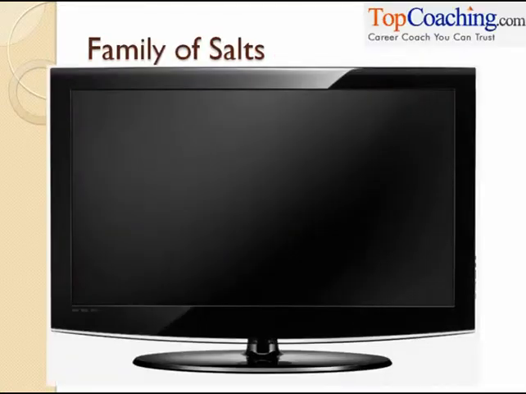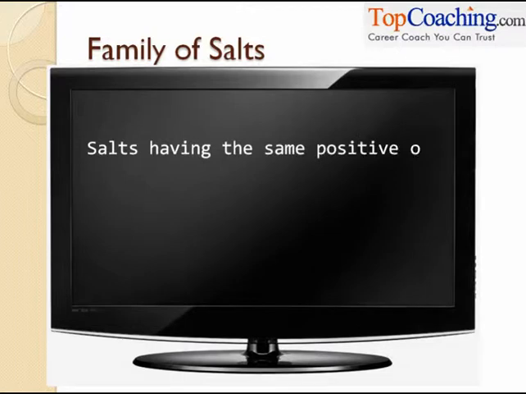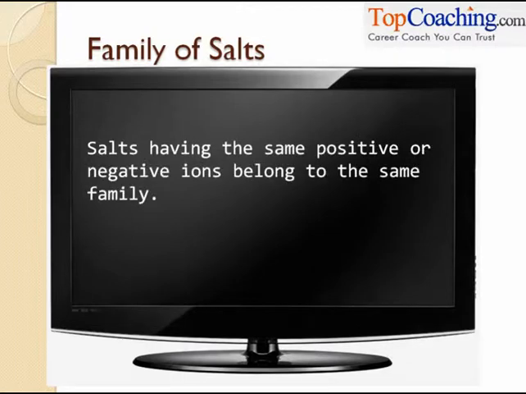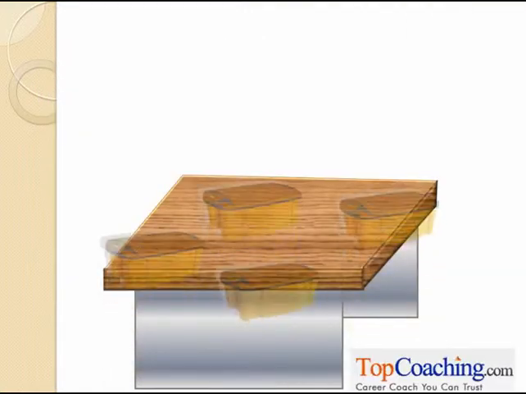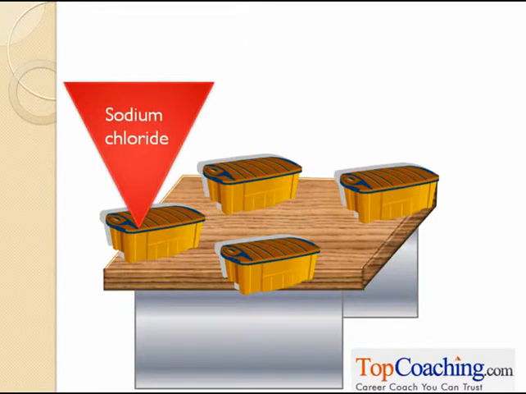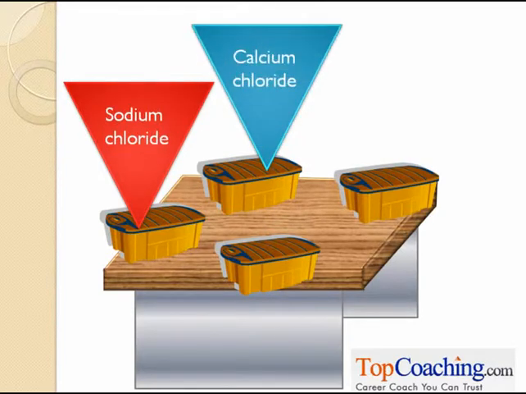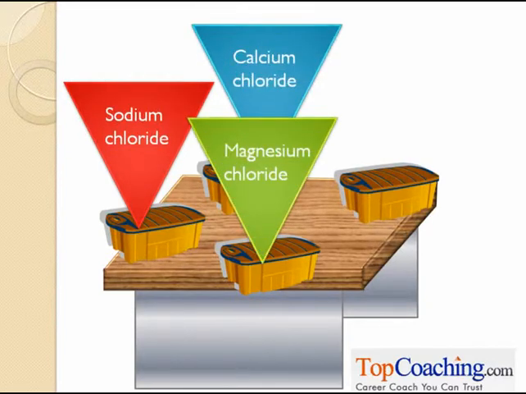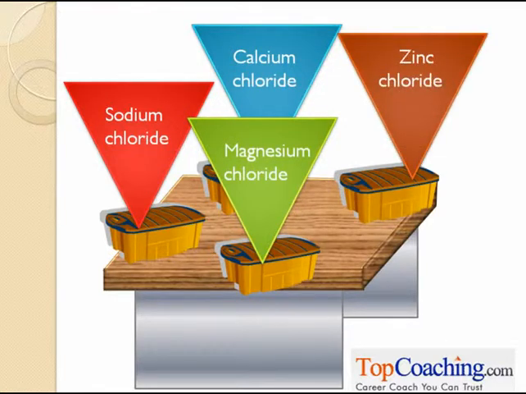The family of salts. Salts in general are divided into many groups called families. Salts having the same positive ion or the same negative ion belong to the same family. That's how we group salts into different families. Let me tell you a bit more to make this point clearer. Take a look at these salts here. Sodium chloride, calcium chloride, magnesium chloride, and zinc chloride.